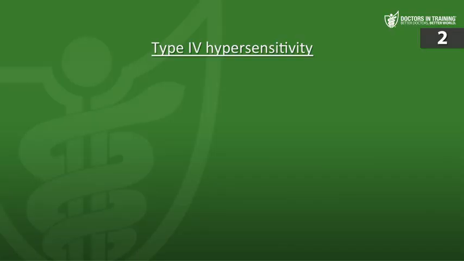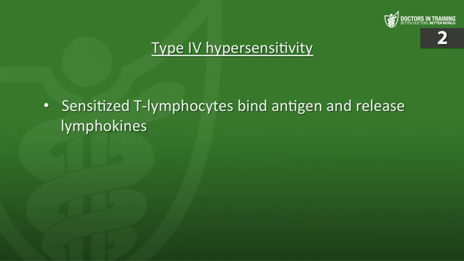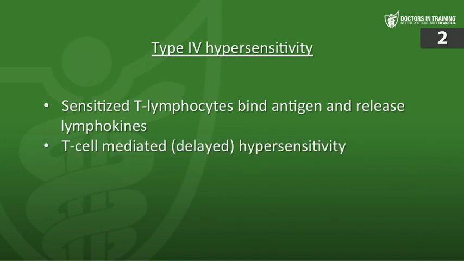Next, what is the mechanism of type 4 hypersensitivity? Type 4 hypersensitivity is when you have T lymphocytes that are sensitized and then they come across antigen and release lymphokines. So this is your T cell mediated hypersensitivity or delayed type of hypersensitivity.